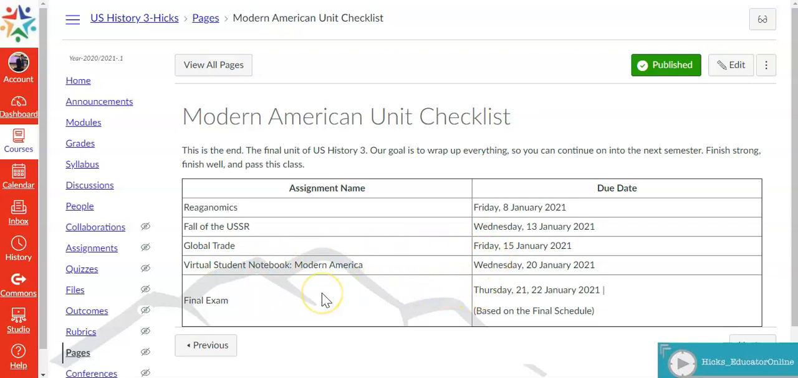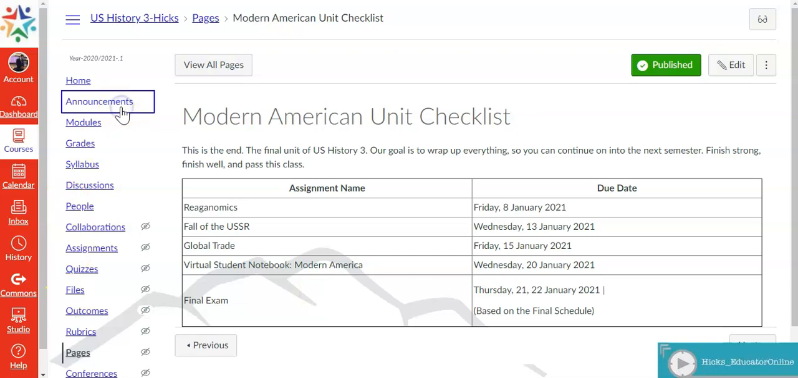The final exam is scheduled for Thursday, January 21st. And the idea behind that is we will take the exam. Details on that will be announced elsewhere. And that'll be the final exam and final thing.